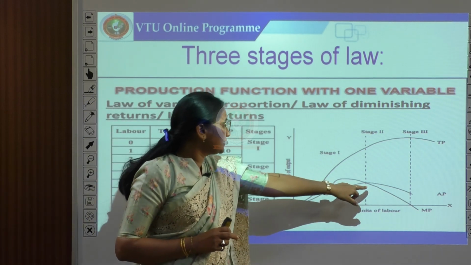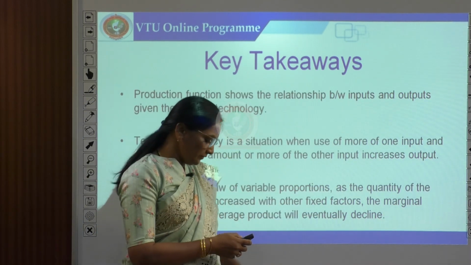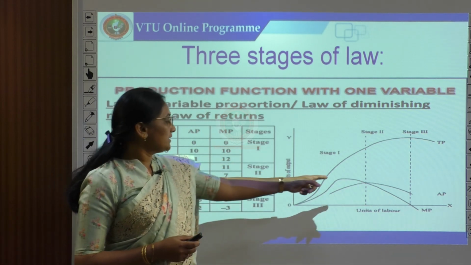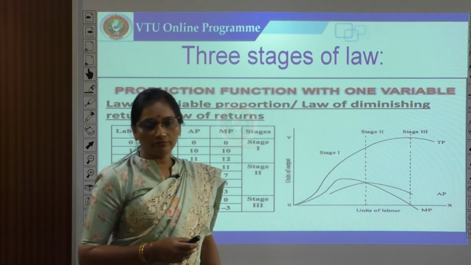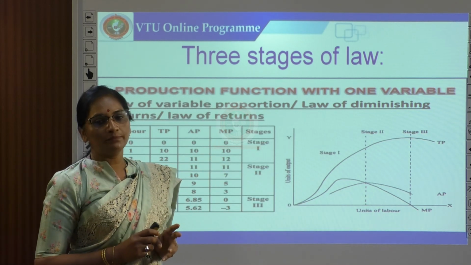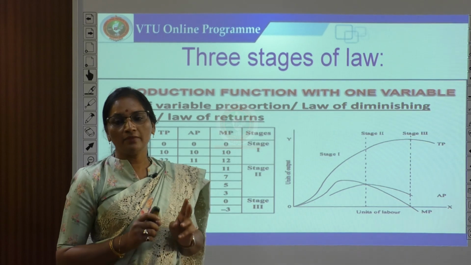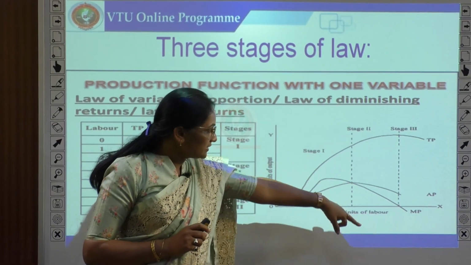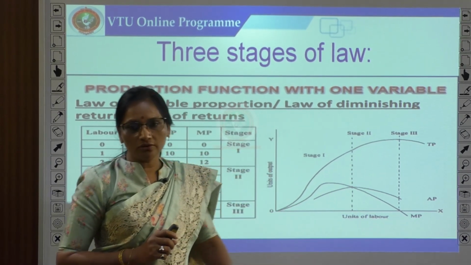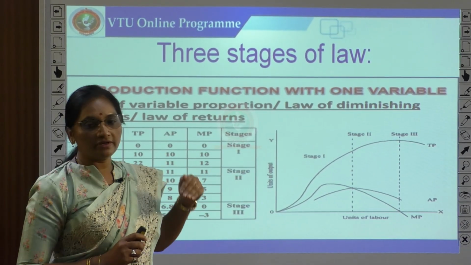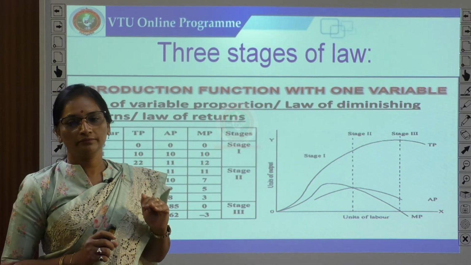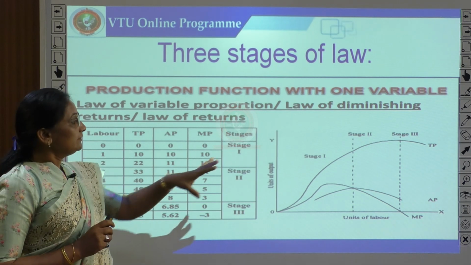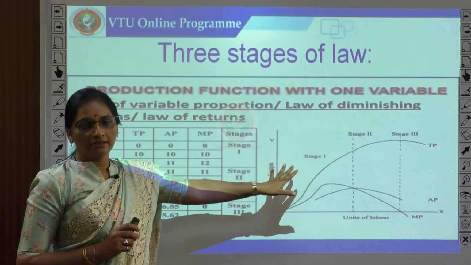At a point in the second stage, the marginal product curve and the average product curve are intersecting each other. In that particular situation we can say marginal product is equal to average product. After that the marginal product curve is declining, and the average product curve is also declining, but the marginal product curve declines more steeply, while the average product curve declines a little flatter. This we can understand.